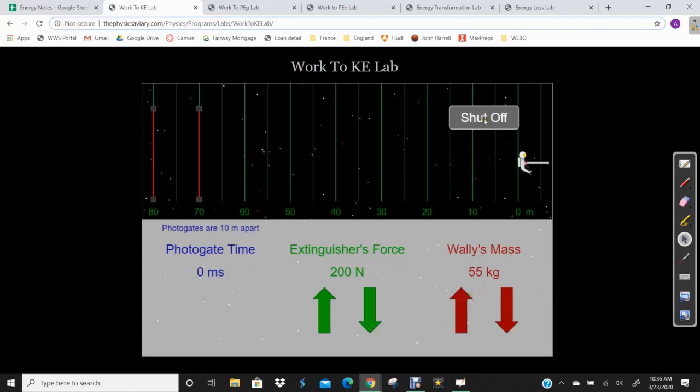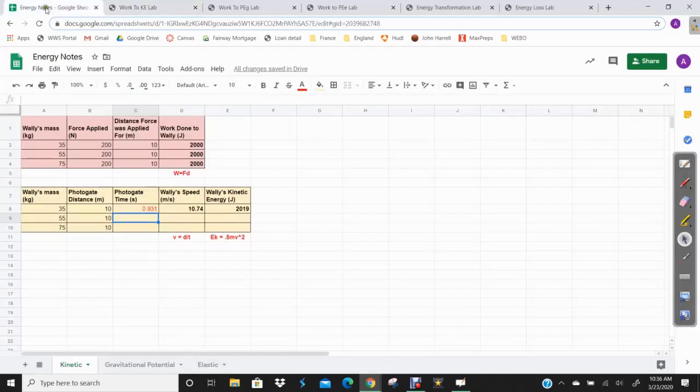And let's do it again. Perfect. So we'll let this go. So we kept the force the same. We kept the distance that the force was applied the same. We did change his mass, however, and you'll notice that the photo gate time increased here. It's now 1.173 seconds.